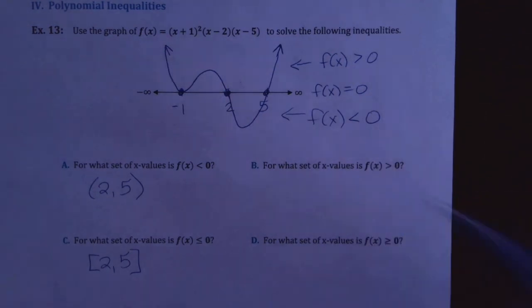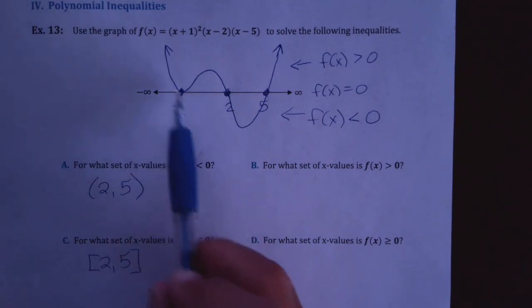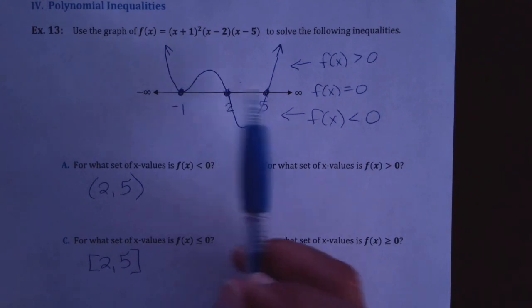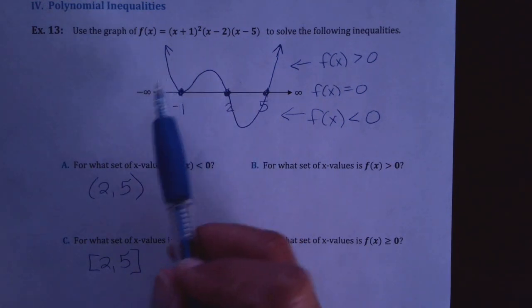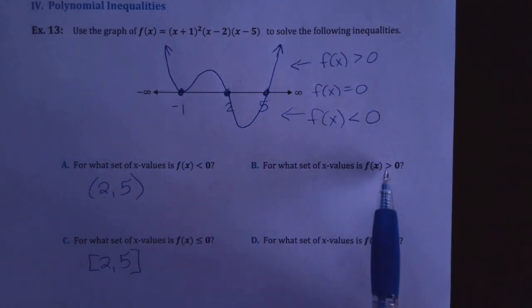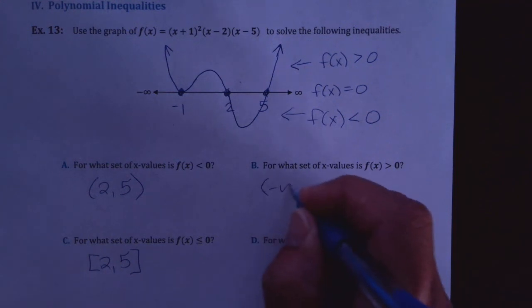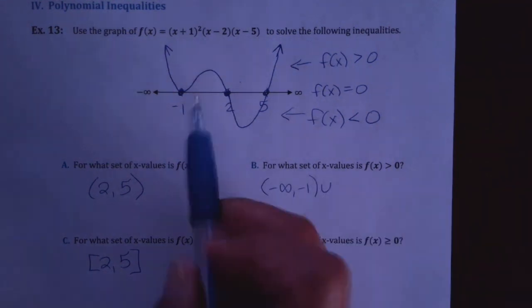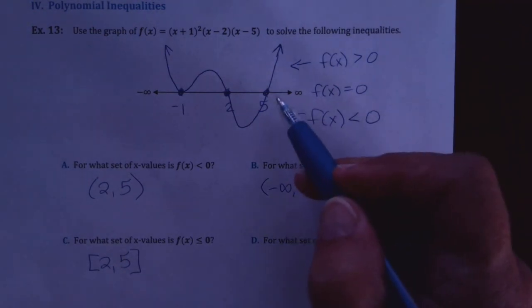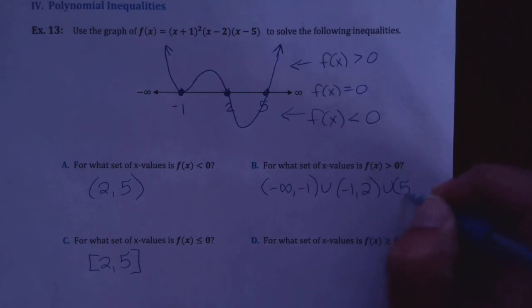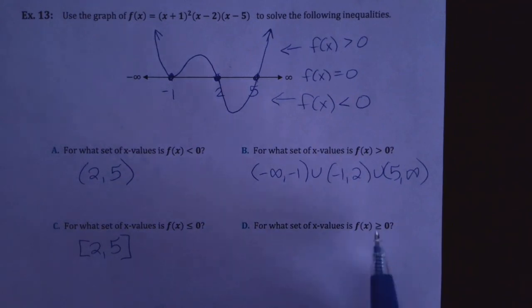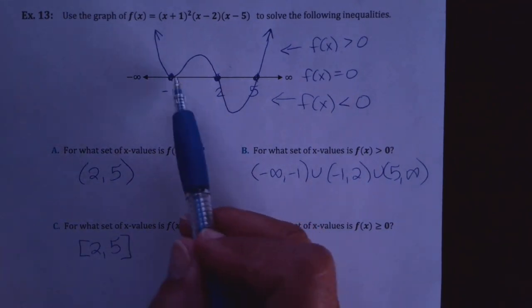So the first one's asking you where is the function greater than 0. So all of this and then this, but you can't use negative 1 and you can't use 2 and you cannot use 5. So I can't just go from negative infinity to 2. I got to take this number out because I'm just doing greater than. So that would be negative infinity to negative 1. And then everything between negative 1 and 2. And then everything bigger than 5.